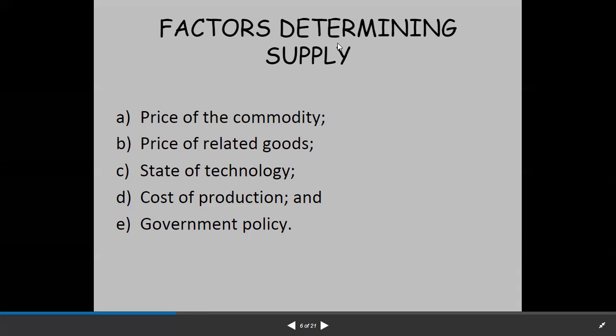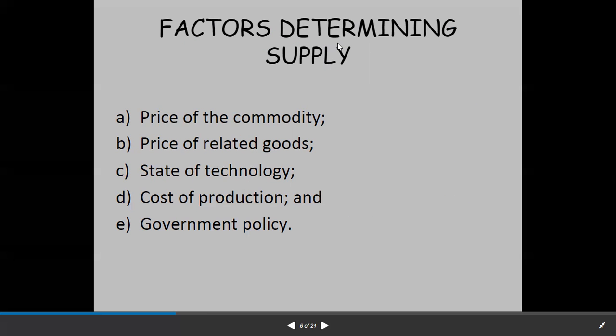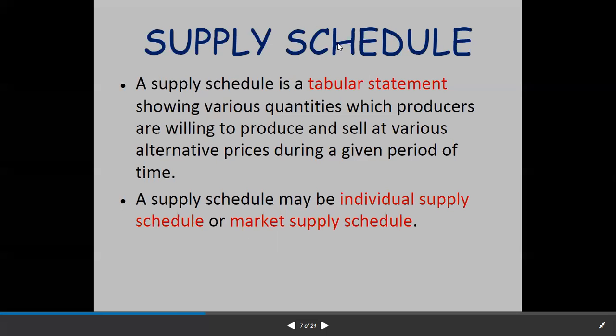Now we will discuss these points according to the market supply. For the price of a commodity, the determinants of supply are the same for the individual and the market. Next, the number of firms in the market. When the number of firms in the industry increases, market supply also increases due to the larger number of producers producing that commodity. However, market supply will decrease if some of the firms start leaving the industry due to losses.